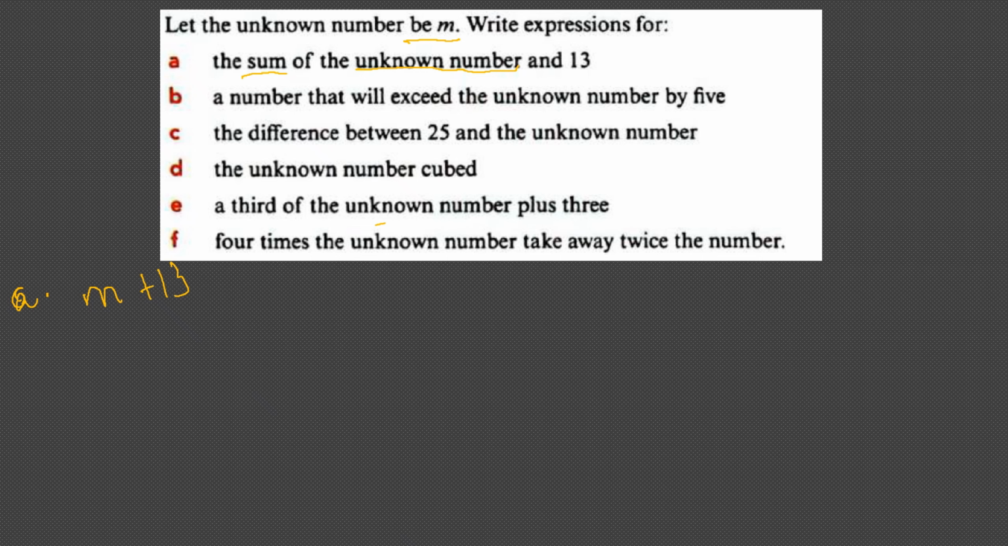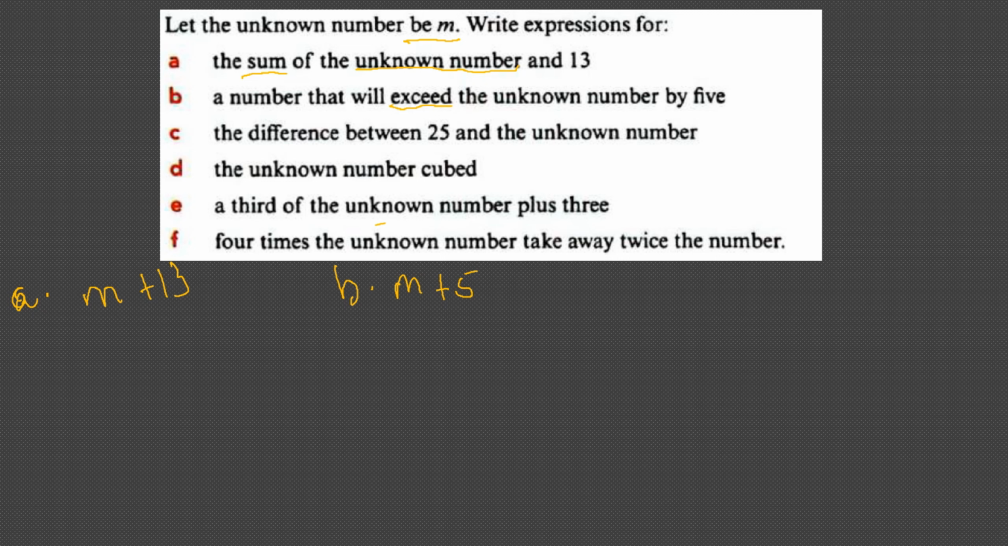The second question is a number that will exceed the unknown number by 5. So this question says exceed. It may sound a bit confusing at first, but basically it says a number that is higher than your unknown number. In this case, exceed means addition. So you can say m plus 5, because a number that will exceed the unknown number by 5 means the new number we're looking for will be 5 higher than the unknown number. So that new number will become m plus 5.